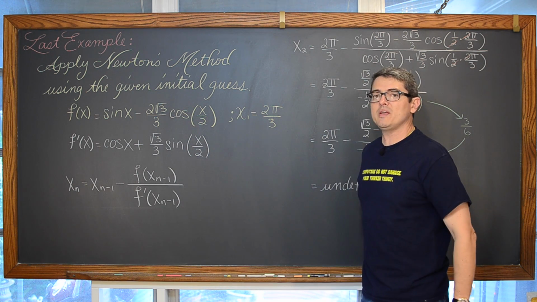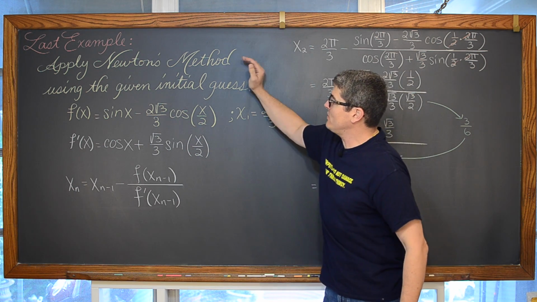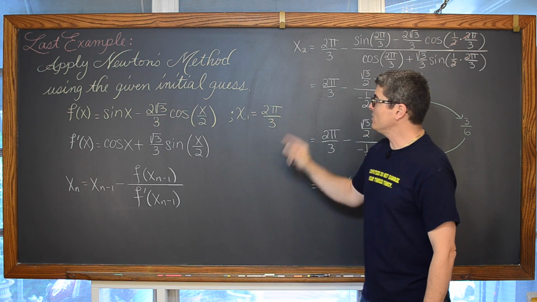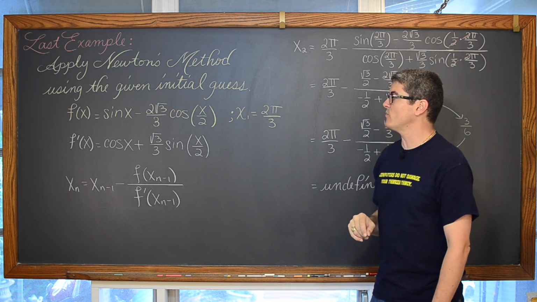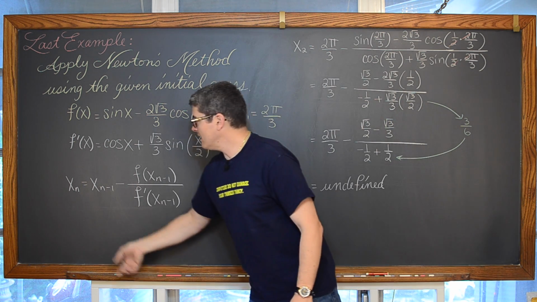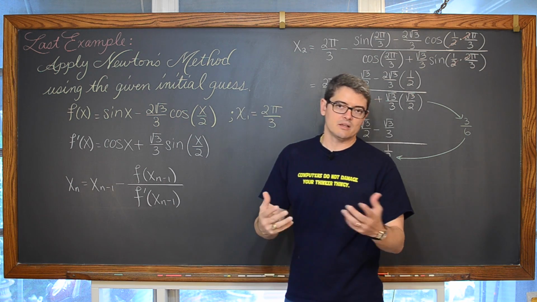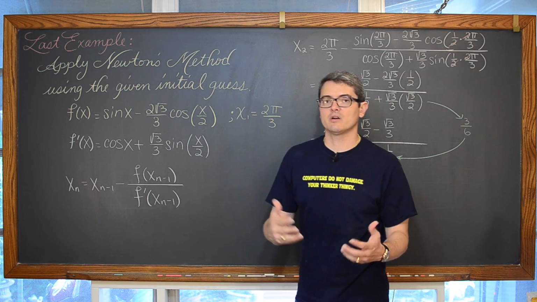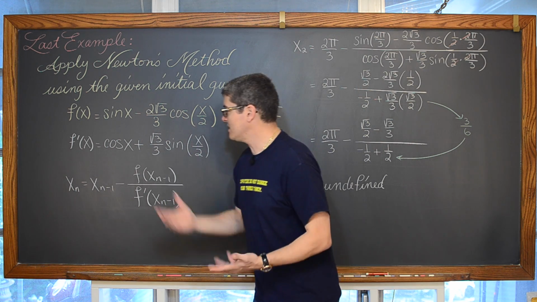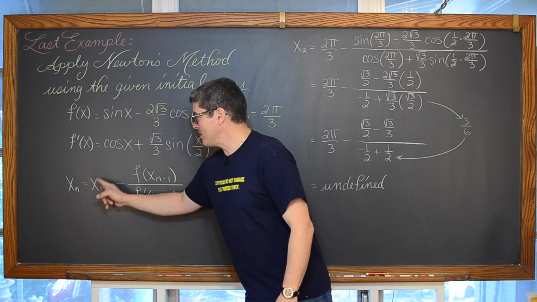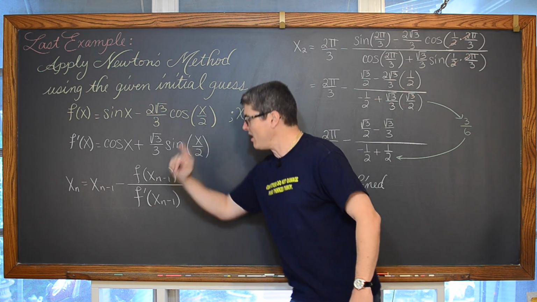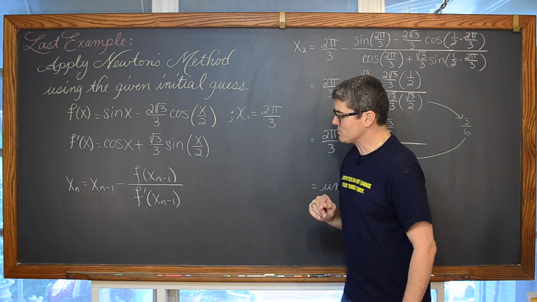So as you saw, we were asked to apply Newton's method to estimate the zero of that function using the initial guess of x sub 1 equal to 2 pi over 3. Again, with Newton's method, of course, we check that the function is differentiable in the open interval and that you have a sign change in that closed interval, so all the conditions have been met. It's just x sub n equals x sub n minus 1 minus f of x sub n minus 1 over f prime of x sub n minus 1.